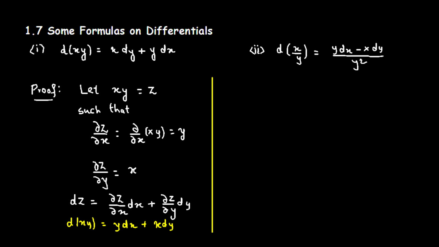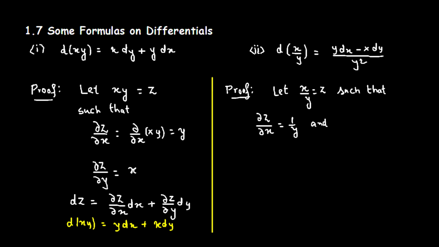Proof of 2. Here we are going to suppose that x over y is equal to z, such that the partial of z with respect to x gives us 1 over y, and the partial of z with respect to y gives us negative x over y squared.